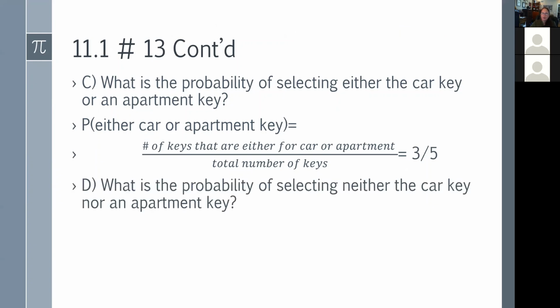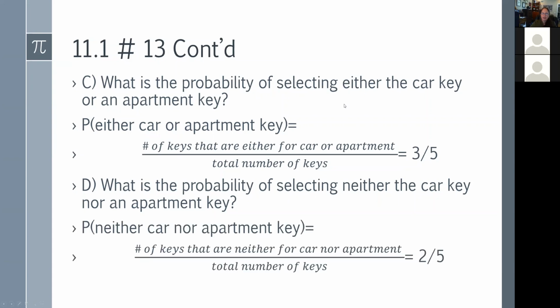Part D, what is the probability of selecting neither the car key nor an apartment key? This probability is the number of keys that are neither for the car nor the apartment out of the total, and so that will give us the probability of 2 out of 5.